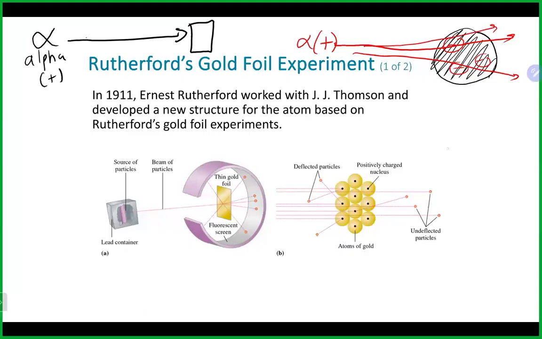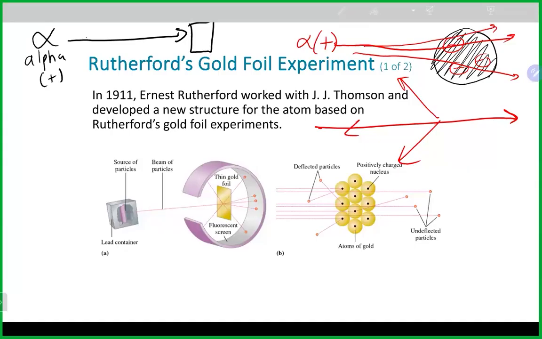When they did the experiment, this is pretty much what they saw. Most of the particles just sailed right through, no problem. But what they also saw was every so often, they would see an alpha particle bounce off at really large angles and even like head back to where they came from. I imagine if you were standing there, not so great, but bouncing off these really, really large angles. So that told them a couple of things that was really important about the atom.